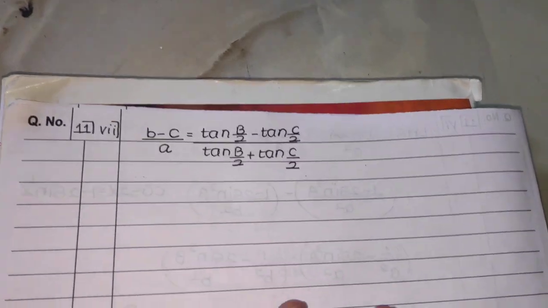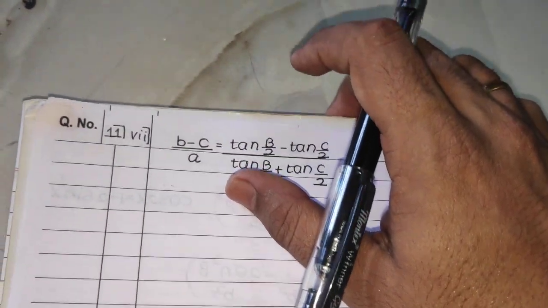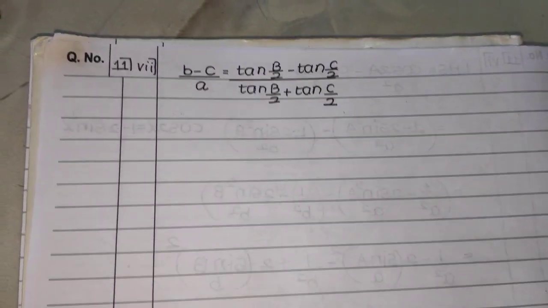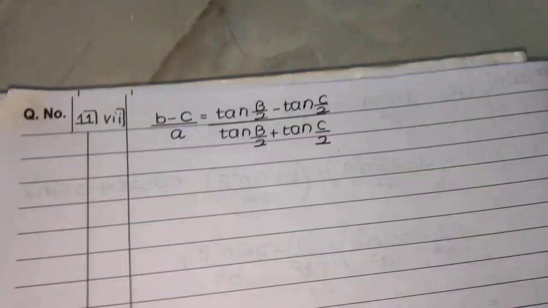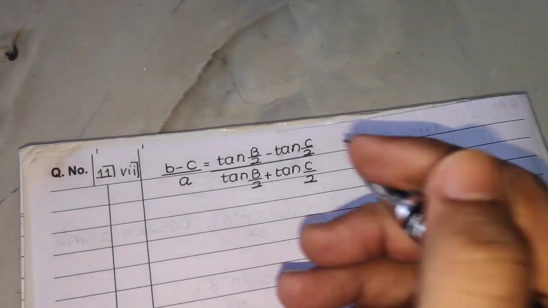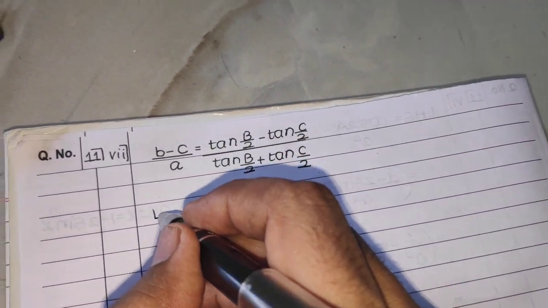Next question, 11 question under that 7. So we have a result to prove over here. b minus c upon a equal to tan b by 2 minus tan c by 2, the whole divided by tan b by 2 plus tan c by 2. So here we start with the left hand side.